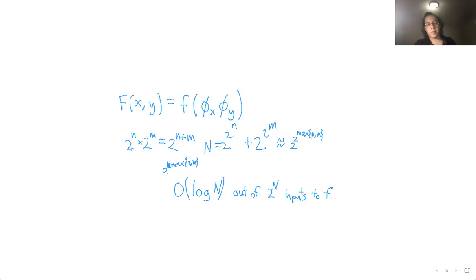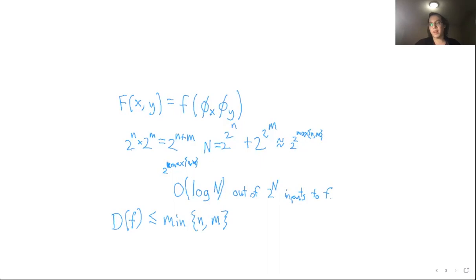Okay, so we know that d of f is at most the min of n and m, because we know that there is a strategy, a communication strategy, where Alice just tells Bob her whole string, or Bob tells Alice his whole string. So in query complexity, that would correspond to the referee asking. I guess this is missing a +1 here, I think, but the referee will have to ask Alice what her string is, one bit at a time.